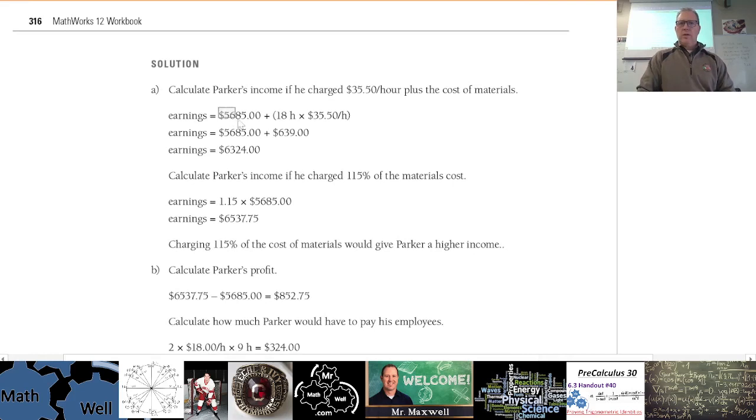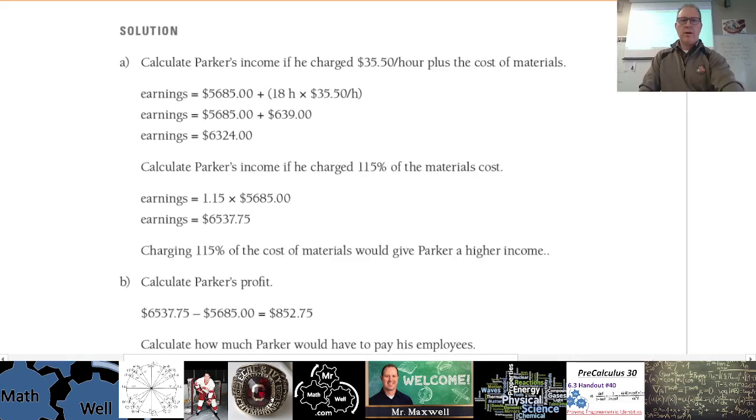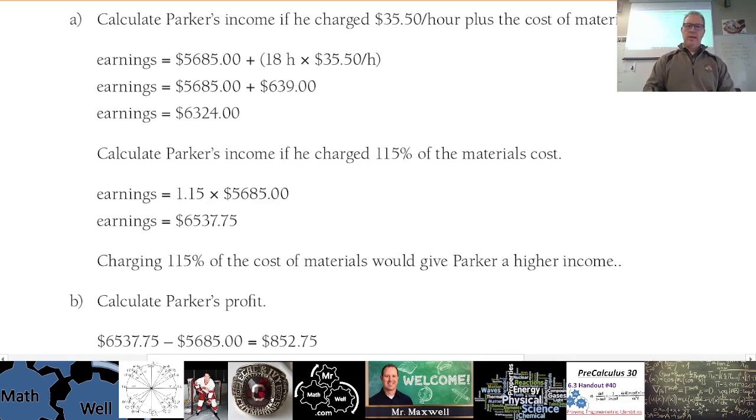So the cost of the material plus the hourly rate would give $63.24 for a revenue there, his earnings. If he charged 115% of the material cost, so just 15% of the materials for his own, then he would make $65.37. Which one is greater? So the 15% for him would be higher income.